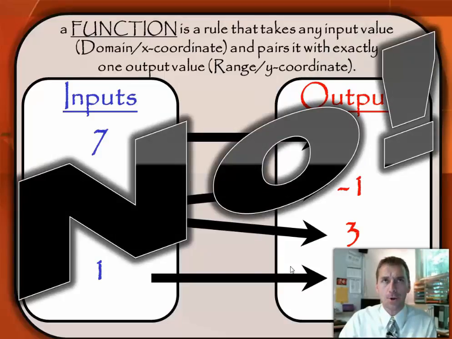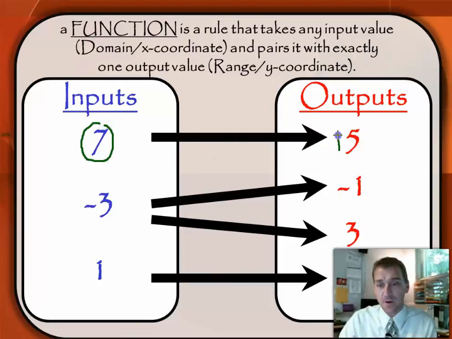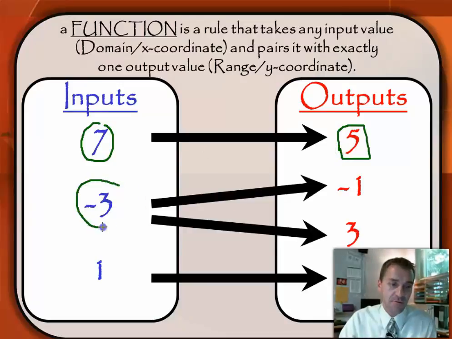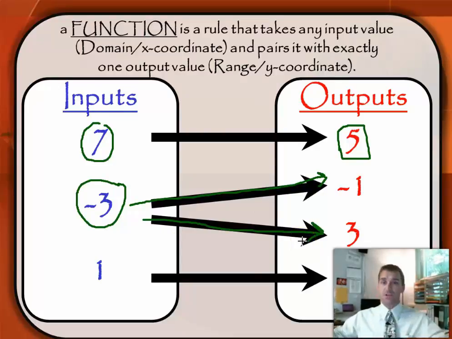Why, Motter? You're crazy. Why? Because each input value, yes, the 7 is being mapped over here to the 5. That's beautiful. But the problem is right here. -3, that input value is being mapped to 2 different output values. It's trying to go 2 different places. Can't do it. That is not a function. It certainly is a relation, no doubt, but it is not a function.